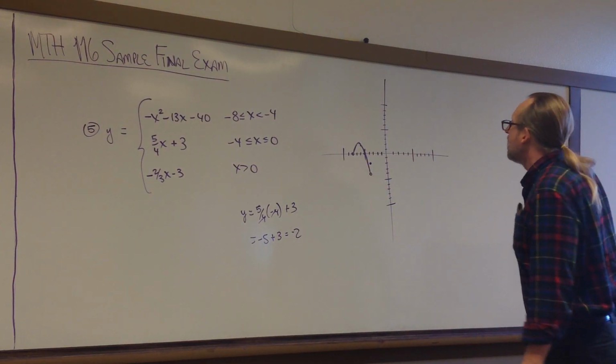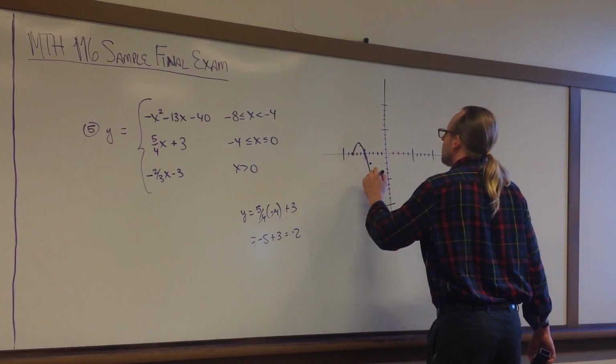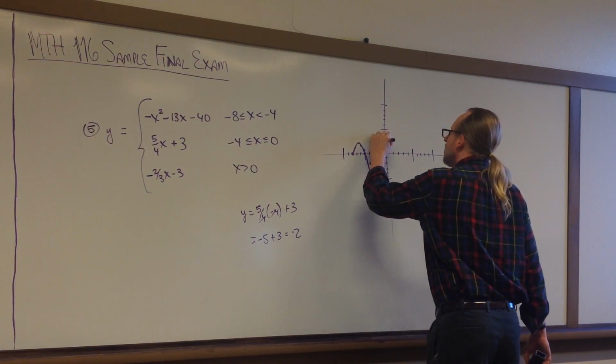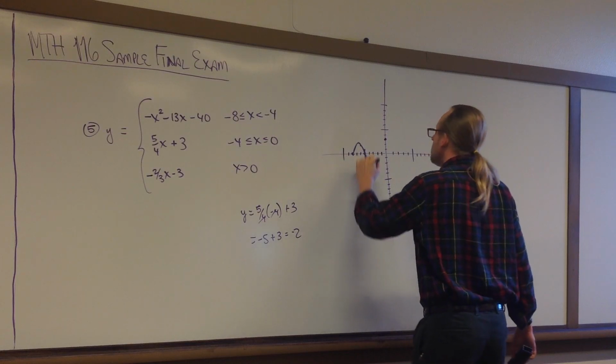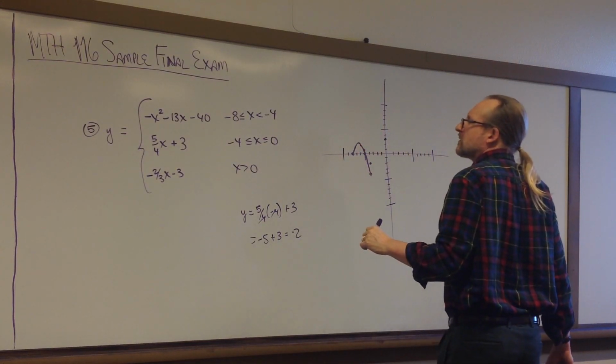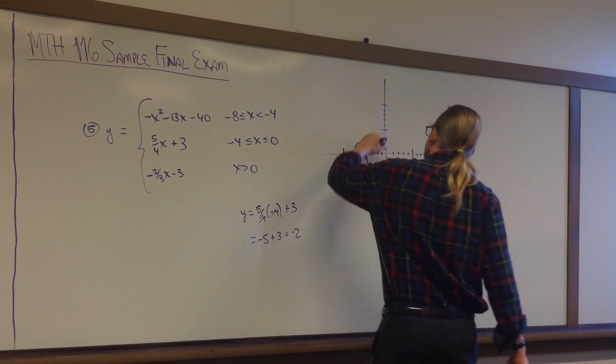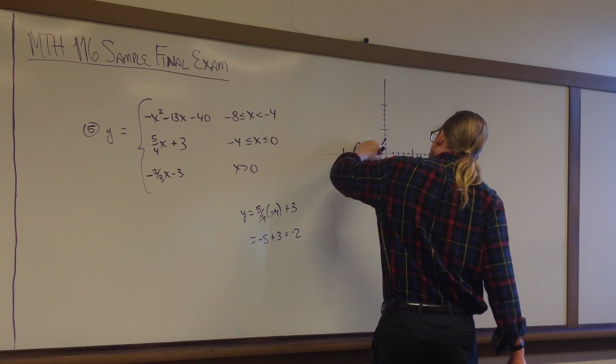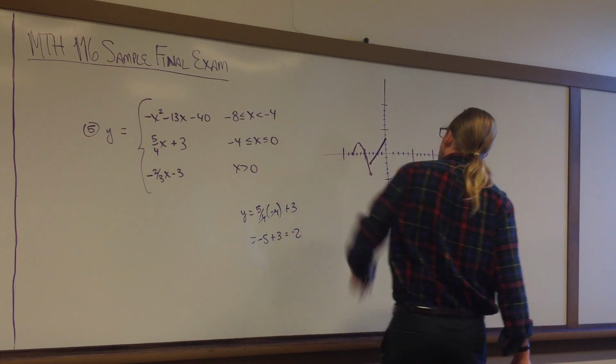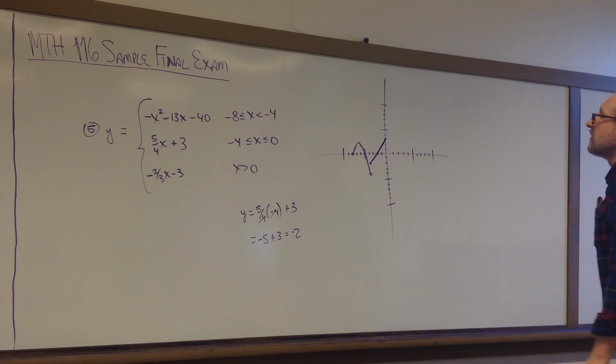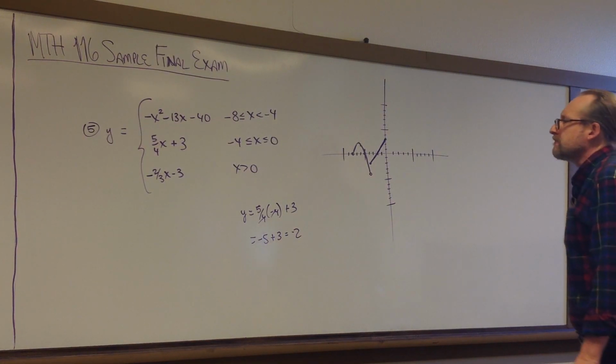And then at 0, we've got a y-intercept of positive 3. And let's see here. Yeah, so this is just going to kind of cut through there like that. Okay, so that's from -4 to 0, 5/4 x plus 3.